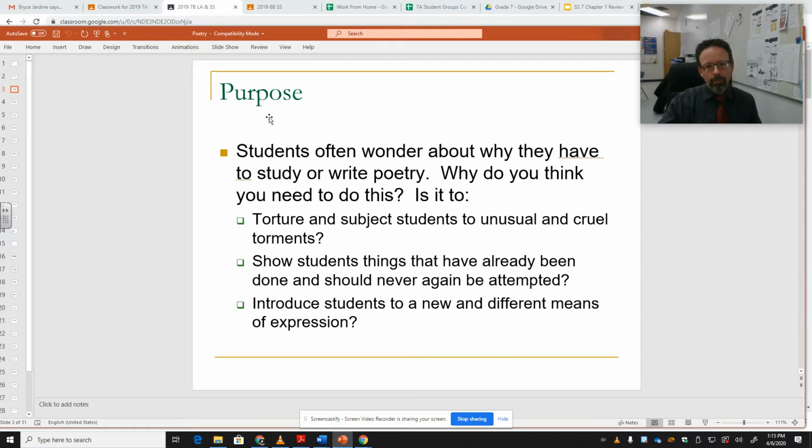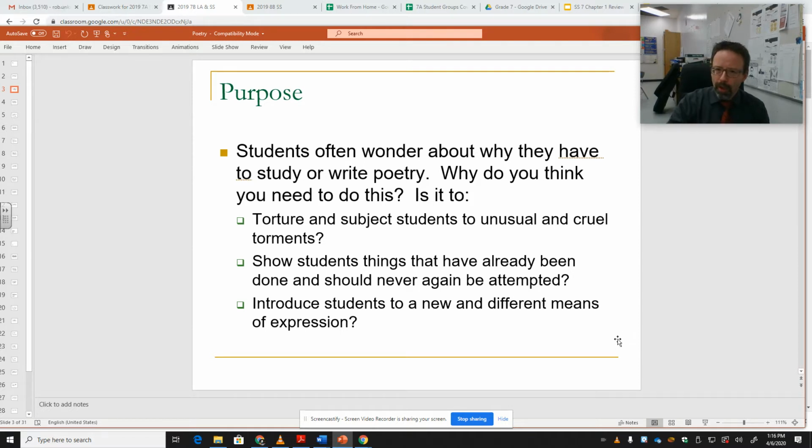Now, purpose. Students often wonder about why they have to study or write poetry. Why do you think this is? Do you think it is to torture and subject students to unusual and cruel torments? Is it to show students things that have already been done and should never again be attempted? Or is it to introduce students to a new and different means of expression?